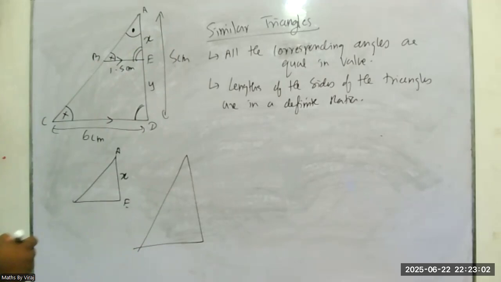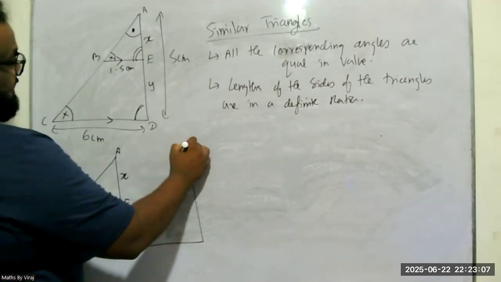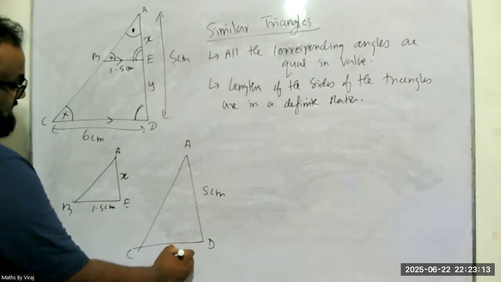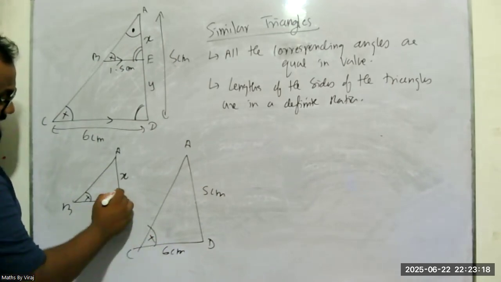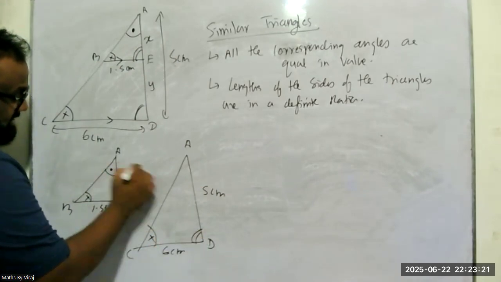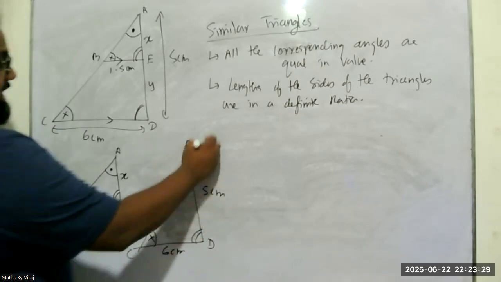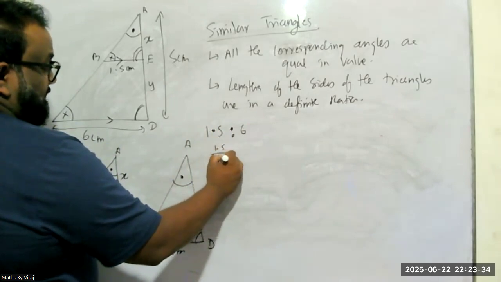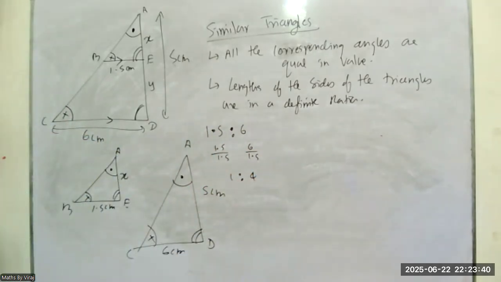Let this be Y. But we know for a fact that this length, AD, is 5 centimeters. CD length is 6 centimeters. And these angles are equal as you can see, and this is the common angle. Now this is 1.5 and this is 6. The ratio 1.5 is to 6, if I divide both sides by 1.5, is 1 is to 4. Yes or no?